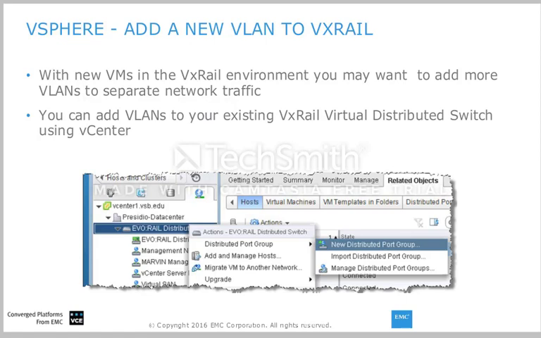This can be done by navigating from the home icon in vSphere to Networking, selecting the VxRail distributed switch, distributed port group, etc. For more information on VMware and its functions, please see the VMware vSphere 6.0 documentation at the following link.